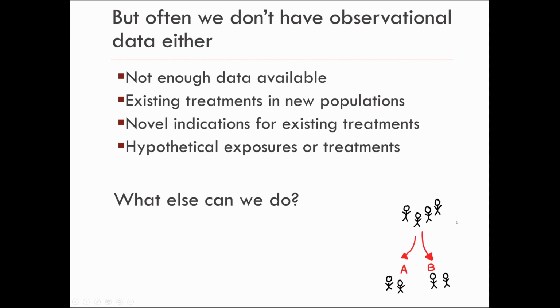So we may not have enough data. So, for example, in the current COVID pandemic, we initially really didn't have a lot of data. And so it was really hard to ask some of these questions observationally. We may be interested in knowing about some existing exposure or treatment in a new population. We may be interested in knowing about a novel indication for an existing treatment, or even a hypothetical exposure or treatment. So how good would a medication have to be to reduce the likelihood of death by a certain amount?